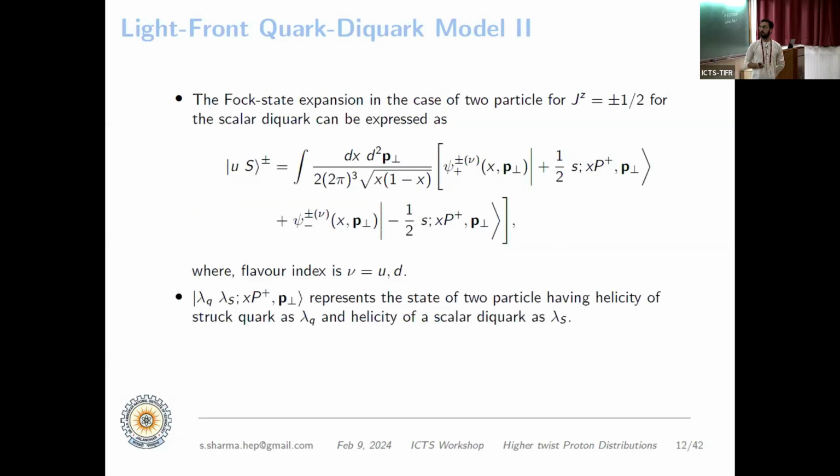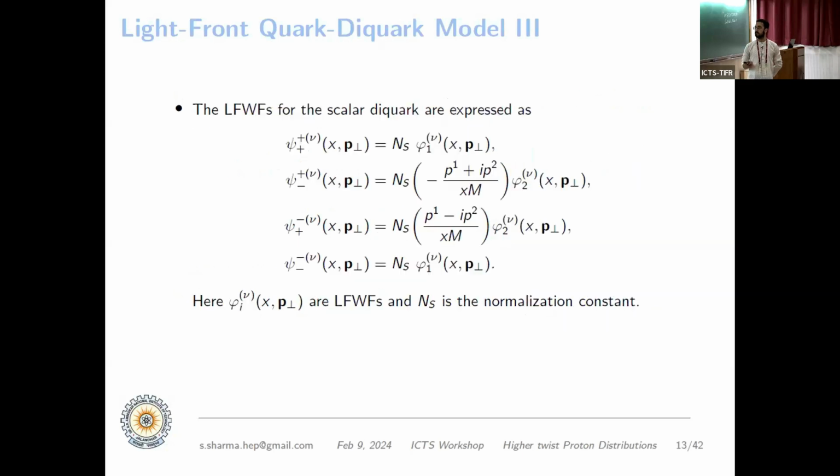The Fock state expansion for the case of the scalar diquark is written like this, where nu is u and d for up quark and down quark, and this represents the state of 2 particles having quark helicity lambda_q and spectator helicity lambda_s. These are the momentum coordinates of the quark. And the wave functions which are used in the Fock state expansion are written like this, where N_S is the normalization constant, and we will discuss these functions later.